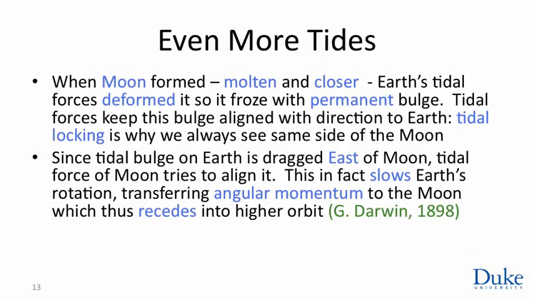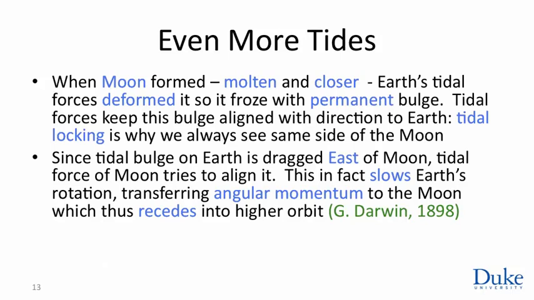Even more consequences of tidal forces. The moon is not able to deform the Earth, but when the moon formed a long time ago, much closer to the Earth and molten, it was soft. And the tidal force of Earth, remember, at a closer distance with a mass bigger than the mass of the moon, gives more intense tidal forces. The tidal forces of Earth deformed the moon so that when it solidified, it froze with a permanent bulge. The moon is not quite round.